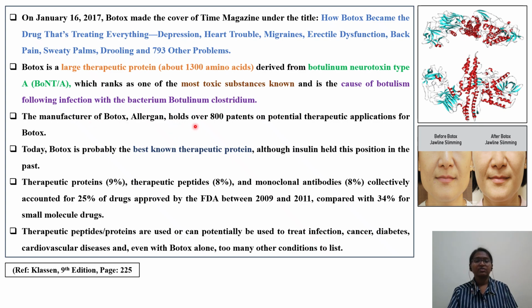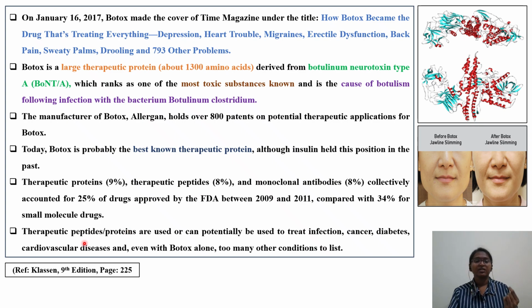The manufacturer, Allergan, has around 800 patents on this particular therapeutic application. So we should remember that Botox is probably the best known therapeutic protein, although insulin may surpass it. Another thing to remember is that monoclonal antibodies collectively account for 25% of drugs approved by the FDA. Rather than conventional types of molecules, we now have therapeutic proteins and monoclonal antibodies, which are also biologics, and they are slowly replacing the conventional types of drugs.